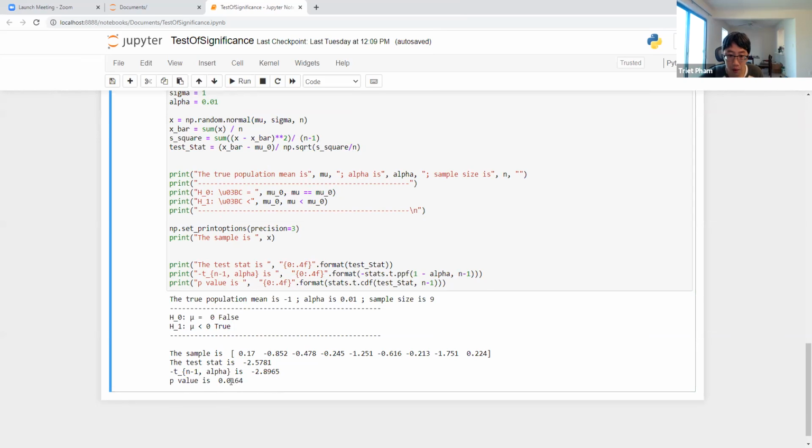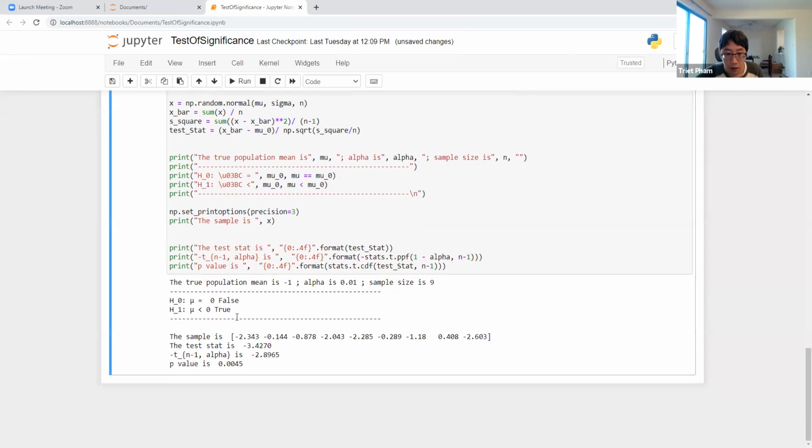But notice the p-value is also slightly bigger than alpha, so I also do not reject using the p-value. So it's consistent. The fact that I make an error is fine. I designed the test, but that doesn't mean it's error-free. It cannot be; there are always errors due to randomness. Let's run again. This time I do reject, because the test stat is strictly less than this, and the p-value is smaller, 0.01.